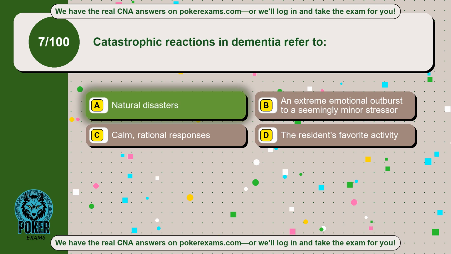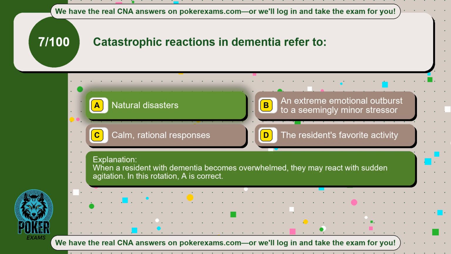The correct answer is option A. Natural disasters. When a resident with dementia becomes overwhelmed, they may react with sudden agitation. In this rotation, A is correct.